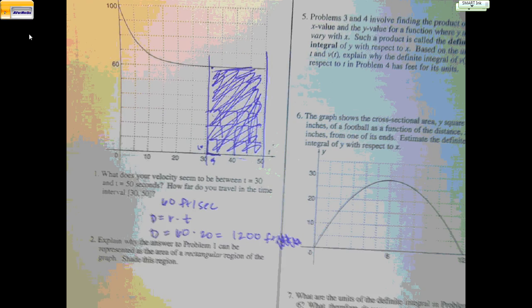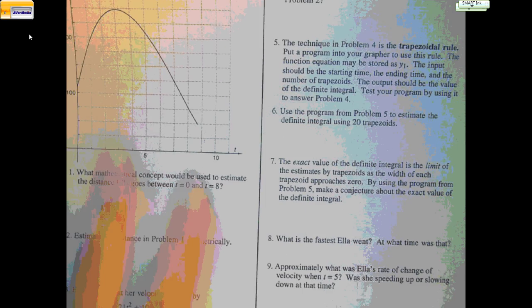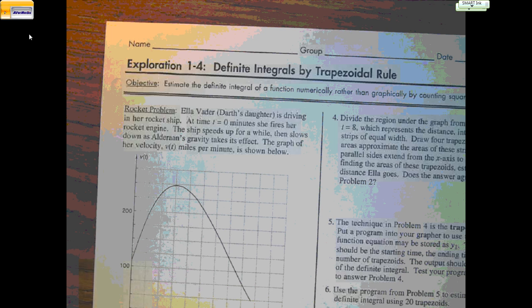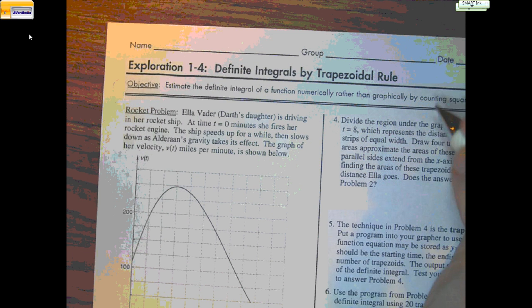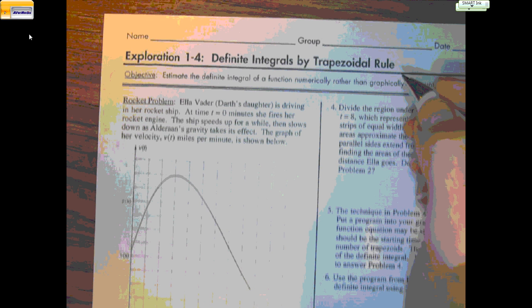Go ahead and we're going to skip the rest of this page and move on to 1-4. Like I said, we're going to go fast. Rocket problem. Elevator. Dart's daughter. Elevator. That's crazy. I just now said that out loud and realized what it sounds like.